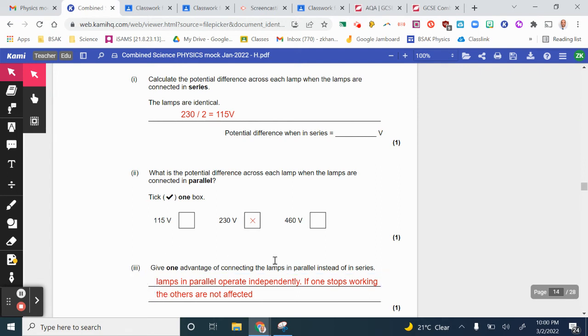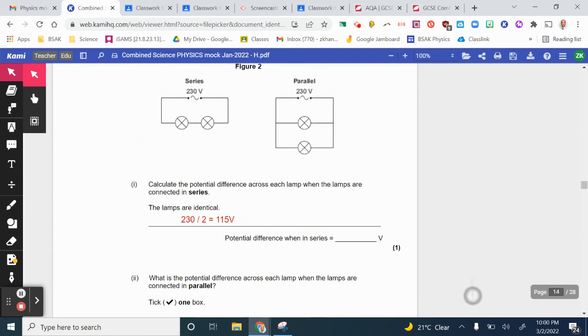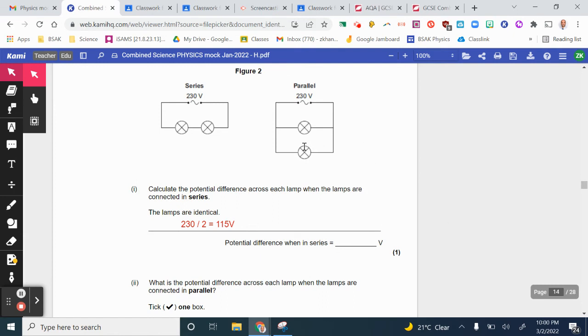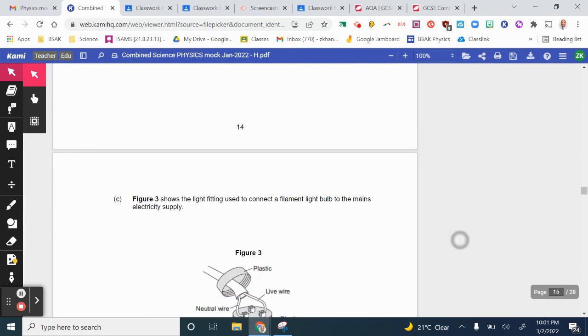And one advantage of lamps connected in parallel instead of series: lamps in parallel operate independently. What that means is, if one stops working, the others are not affected. And the reason is, if something happens here, there's still a path for electricity to flow around here. Or if something happens here, there's still a path for electricity to go around and back and complete the circuit that way as well. If this broke in series, there is no path for the electricity to complete the circuit, therefore they will all switch off.